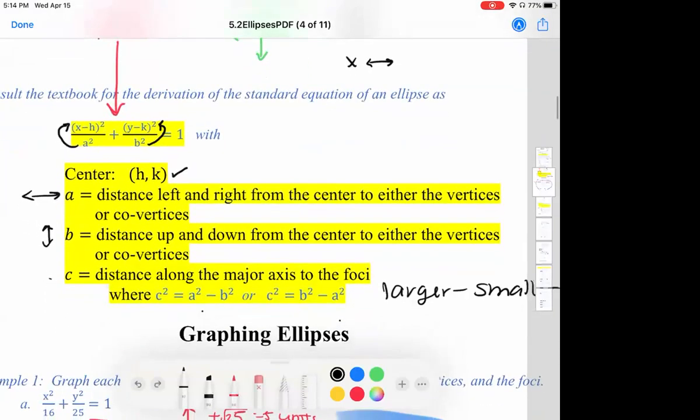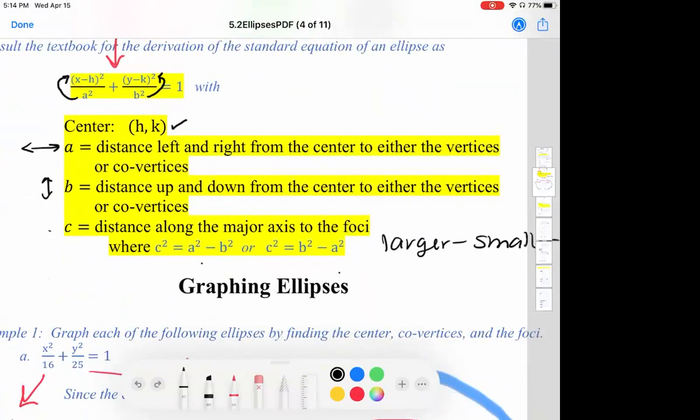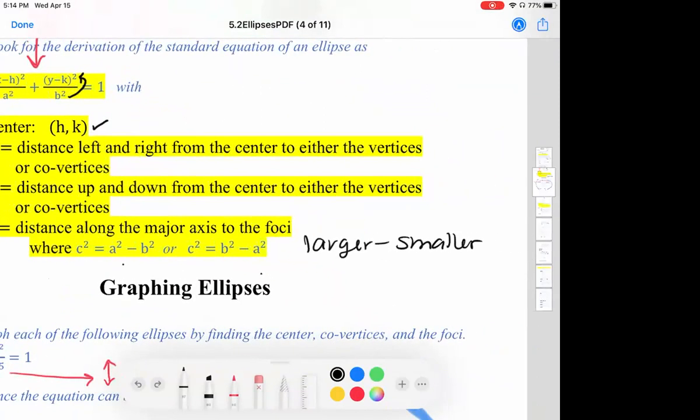So let's go over these pieces. A center is h comma k. A is a distance left or right from the center to either vertices, and b is the distance up and down from the center to either of the vertices. And c is the distance along the major axis to the foci, where c squared is equal to a squared minus b squared, or c squared is equal to b squared minus a squared. How do you know how to subtract? Remember, it's always larger minus the smaller.